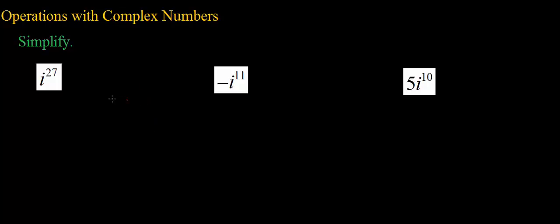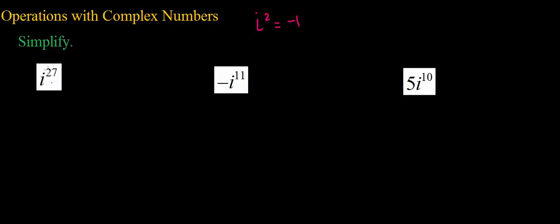In these examples, we're going to simplify powers of i. i is an imaginary number, and we see that we have this imaginary base raised to a certain power, usually powers greater than 3, and we need to simplify. And we're going to use the fact that i squared is equal to -1. We're going to use this fact to our advantage.